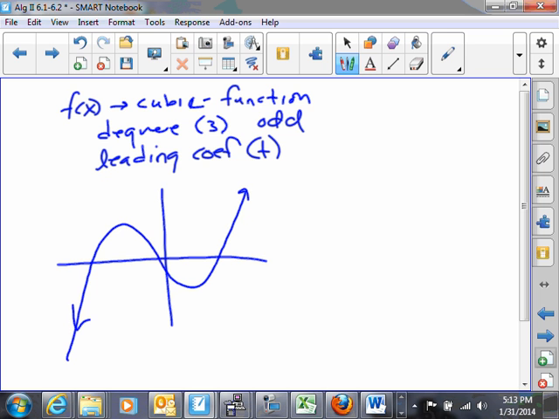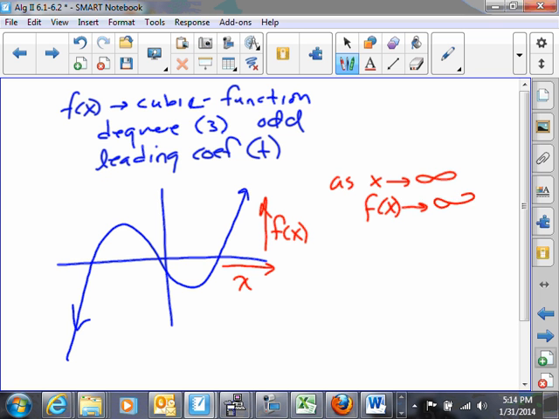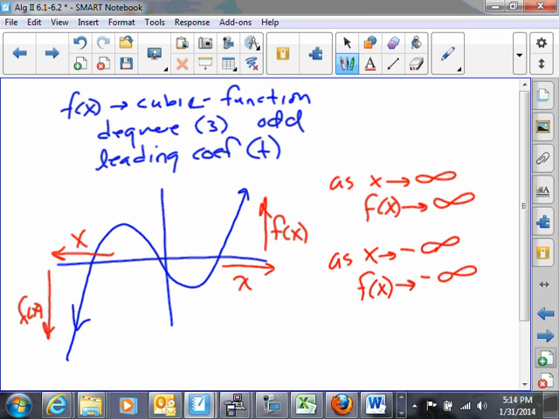So notice, as x goes to the right, f of x goes up, right? So we would say, as x increases without bounds, f of x increases without bounds. Notice on the other side, as x goes to negative infinity, f of x heads south. So we would say as x decreases without bounds, f of x also decreases without bounds.